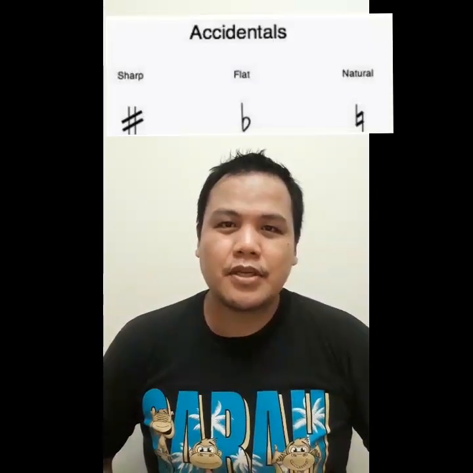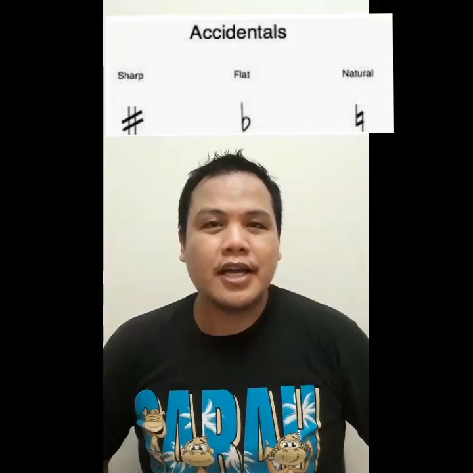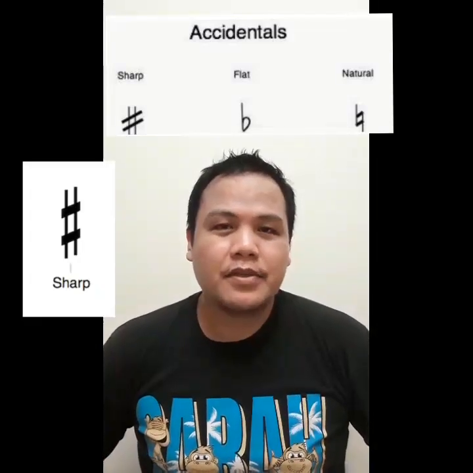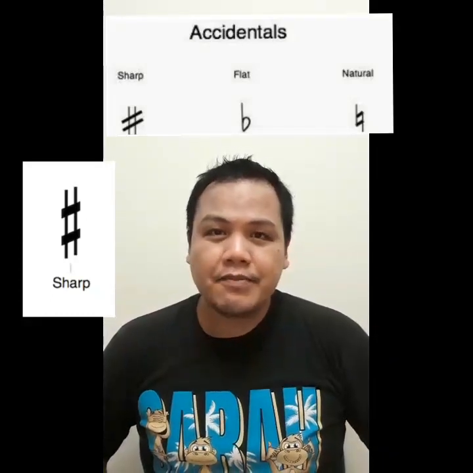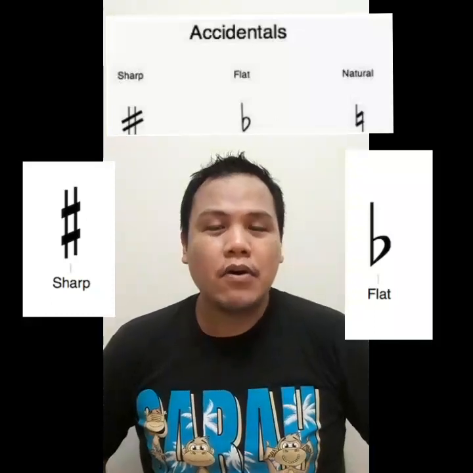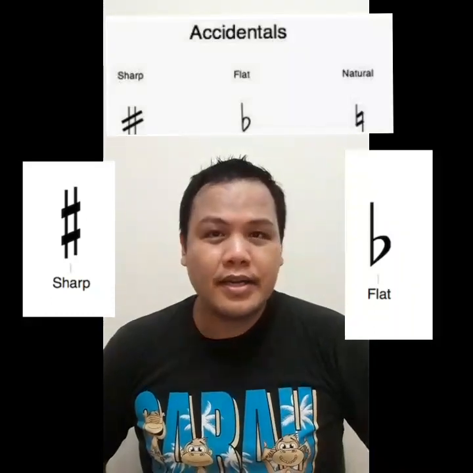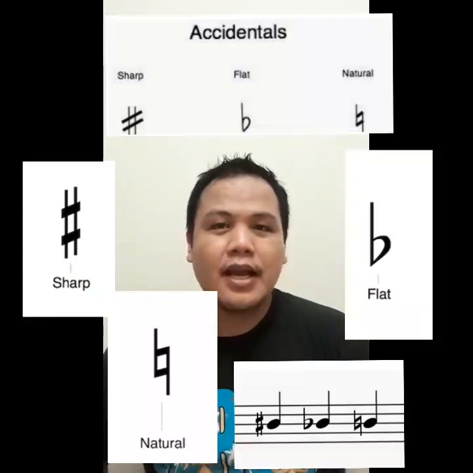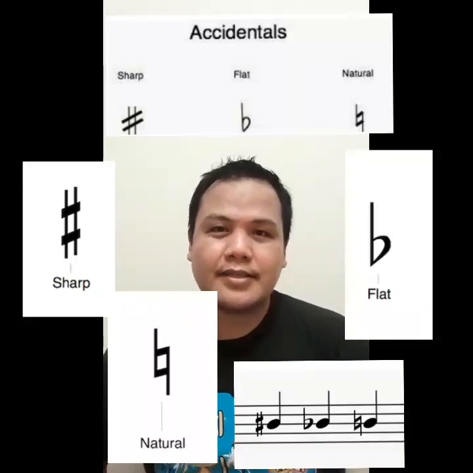After learning the notes, now we're going to learn the natural signs or natural symbols. First, we have the sharp. Sharp raises the pitch half step. Second, the flat sign. The flat lowers the pitch half step. And finally, we have the natural sign. The natural sign cancels either the sharp or the flat signs.